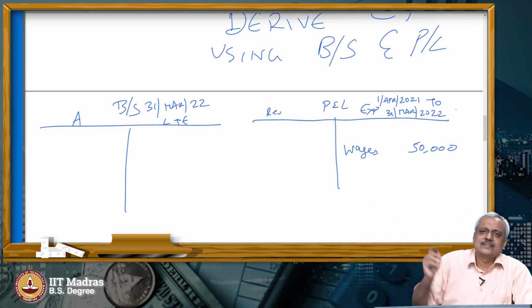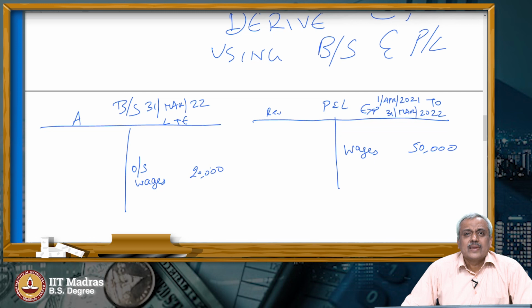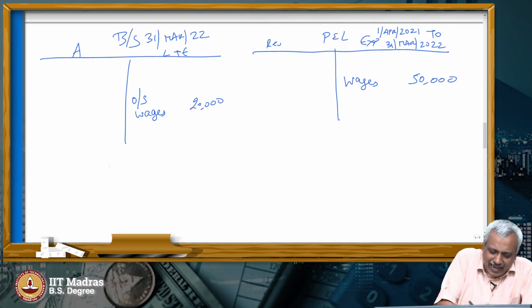Supposing the balance sheet on 31st of March 2022 says outstanding wages 20,000. That means what has happened? 30,000 rupees has been paid. So cash outflow is 30,000 rupees. You would still argue, sir, this 20,000 has been due for the last 5 years. So what do I do? I will look at the balance sheet as of 31st of March 2021 also.